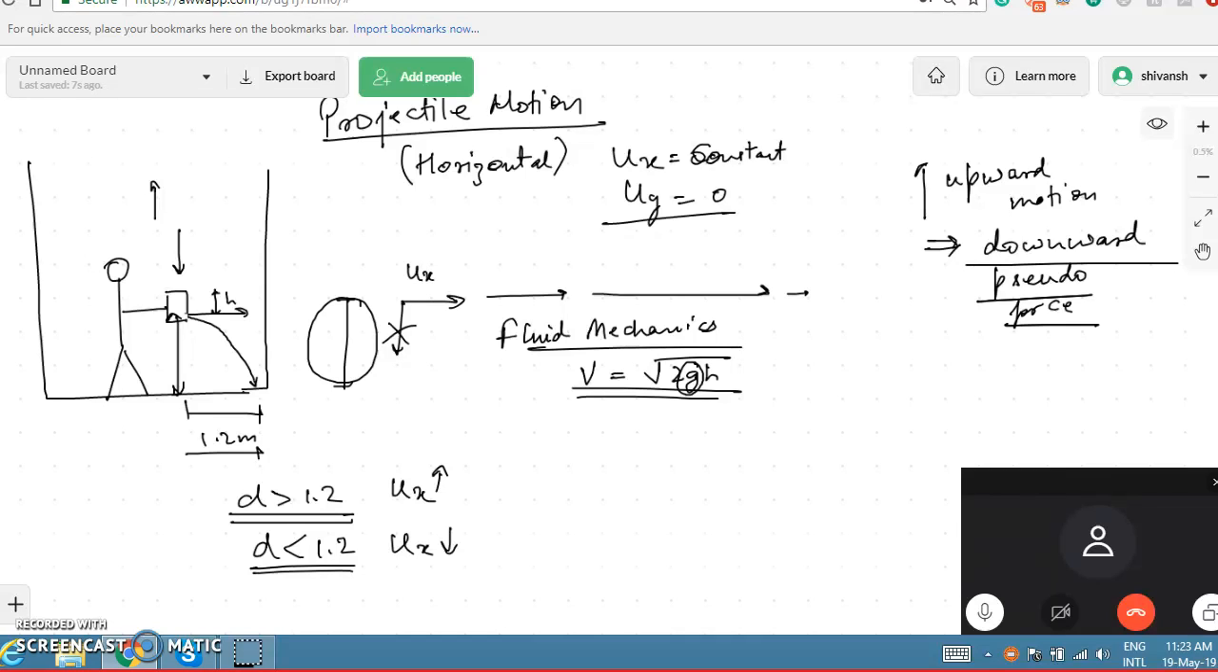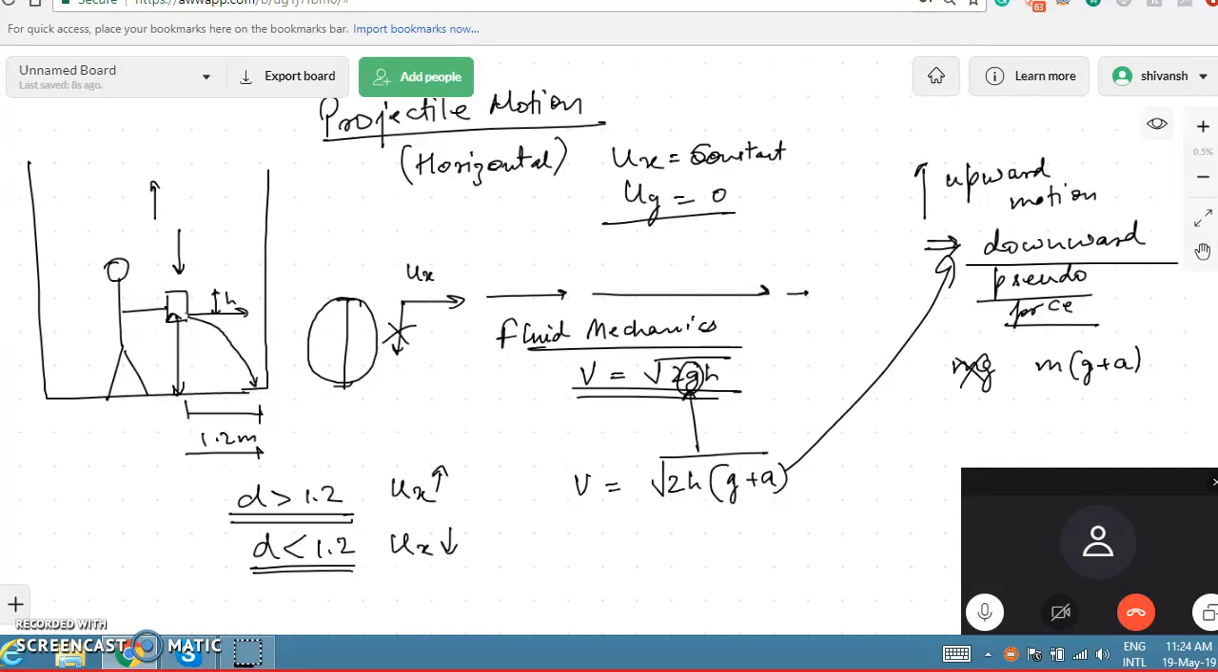Now this downward pseudo force, what will it do? It will increase the value of this acceleration, which means v will be equal to square root of 2 times h times g plus a in case of upward motion. Because the net force downwards increases. It is not mg, it is actually m into g plus a, which means that velocity will increase. So because velocity has increased, ux has increased, d becomes greater than 1.2.